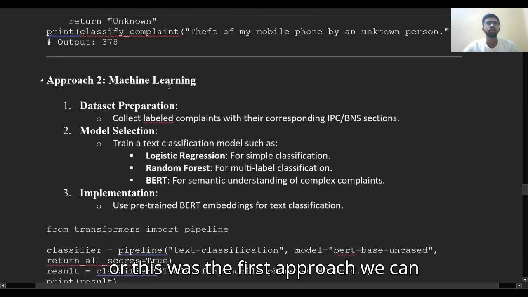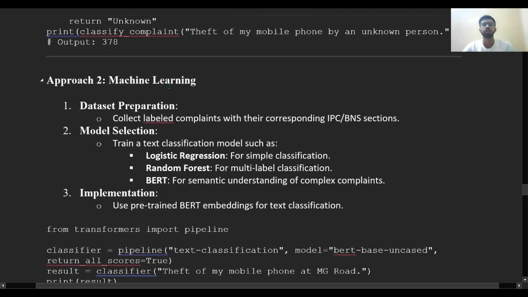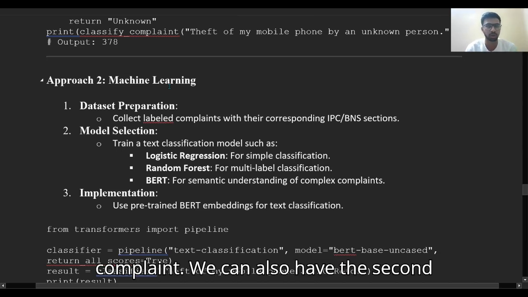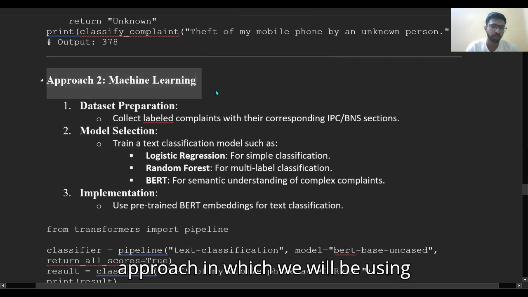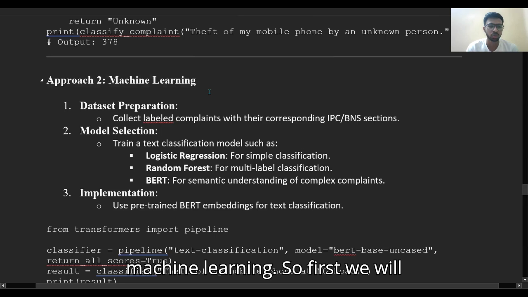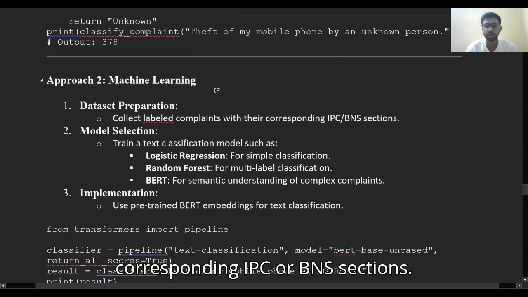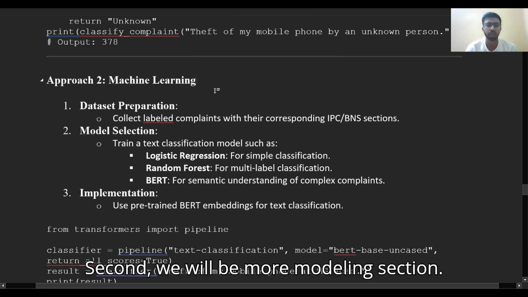This was the first approach that we can apply on the complaint. We can also have the second approach, in which we will be using machine learning. First, we will collect the labeled complaints with their corresponding IPC or BNS sections. Second, we will be modeling.